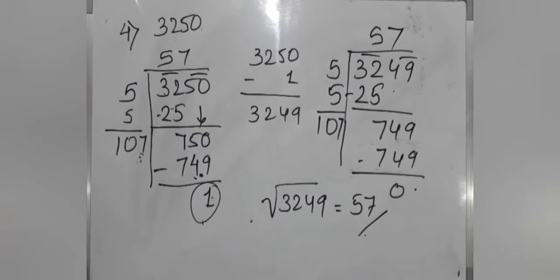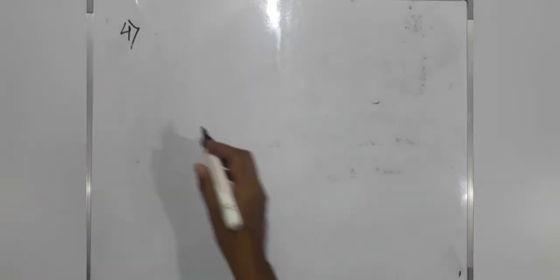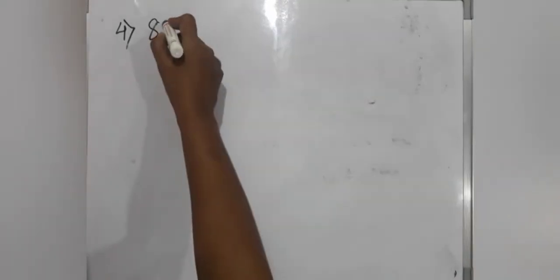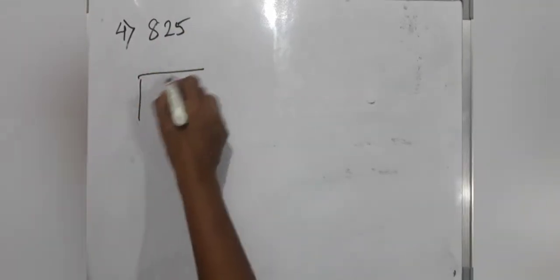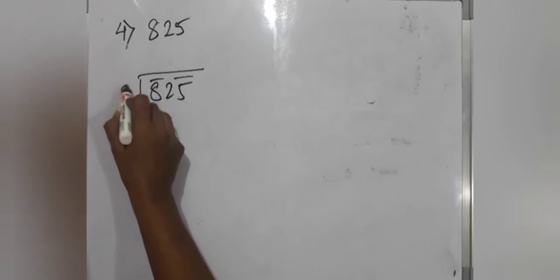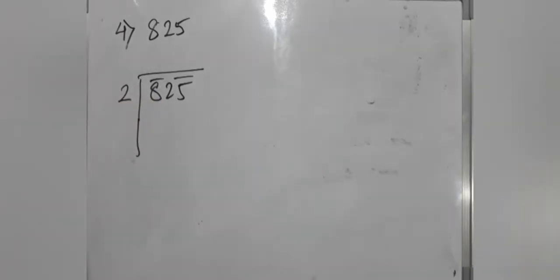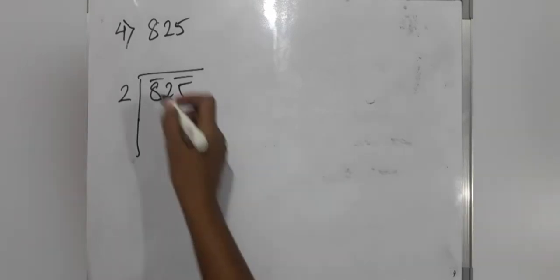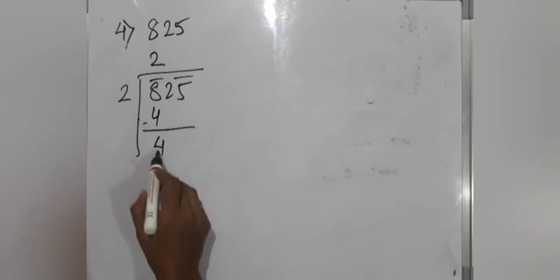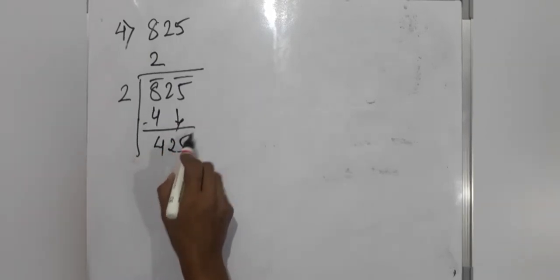Next, question number 4, that is 825. Use the long division method. 25 as a bar and 8 as a bar. 2 times 2, we will take here 4. Subtracting 4 from 8, we get 4. Bring 25 down here.